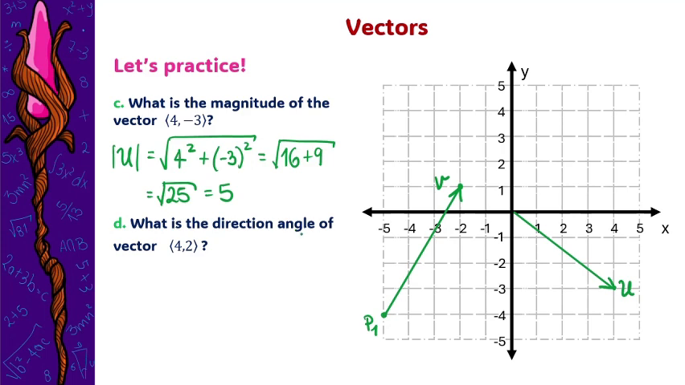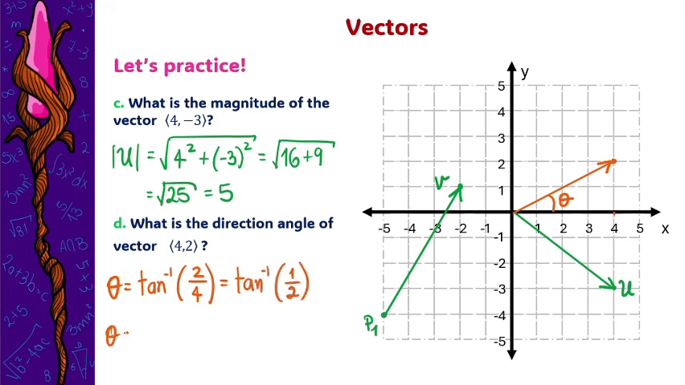And now they ask what is the direction angle of vector (4, 2). Let's draw that vector (4, 2). It's going to be here, and we make a line. So we are looking for this angle here. So remember, the angle is going to be the arctan of the vertical, which goes first, 2 over 4, or the arctan of 1/2. We put it in the calculator and we get 26.57 degrees. Don't forget to put the calculator in degrees.